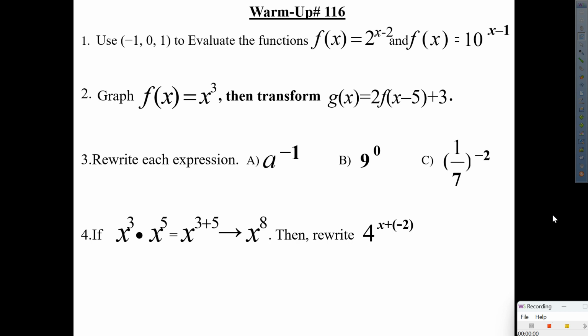Warm-up 116 is on the screen, and you're going to notice that 1, we know how to do. I'm sorry, not 1. 2, we know how to do. 3, we know how to do. 4, we know how to do. And I'm introducing something new with number 1. Give it a quick stab at it, see how you do with that. We're moving on, almost getting there to the next function. So let's see how you do with that. Give you some time. Go.